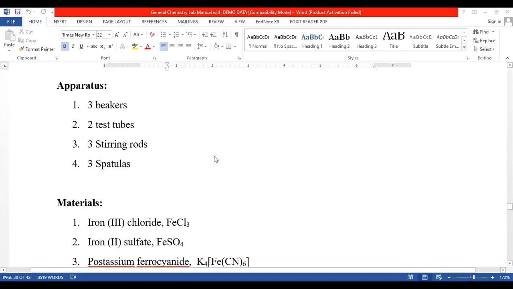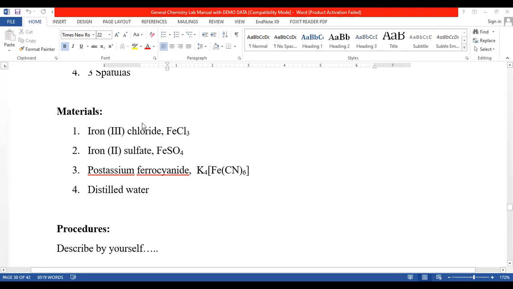Simple apparatus required: beakers, test tube, stirring rod, spatula, and the substances or reagents required to conduct this experiment. Iron samples: we have taken ferric chloride as the iron 3 compound and ferrous sulfate as the iron 2 compound, with potassium ferrocyanide as the identification reagent. For making the aqueous solutions of all these compounds, usually deionized water is used, and if not, then we can use distilled water as well.